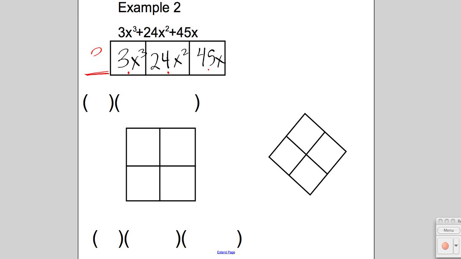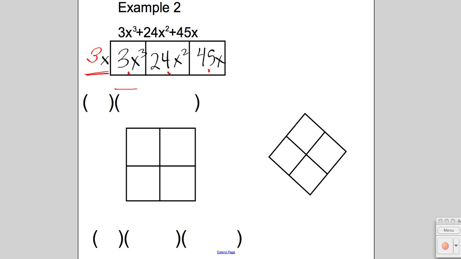Well, hopefully you see that maybe 3 goes into all of them, because 3 goes into 3, 3 goes into 24, 3 times 8, and 3 actually goes into 45 as well. You can check that in your calculator, but 3 times 15 is 45. But what's also unique about this one is they all have x's. Do you see all the x's in all three of them? Since they all have x's, I can actually not just take out 3, but I can take out 3x. So my greatest common factor, the largest thing that goes into all three of these, is 3x.